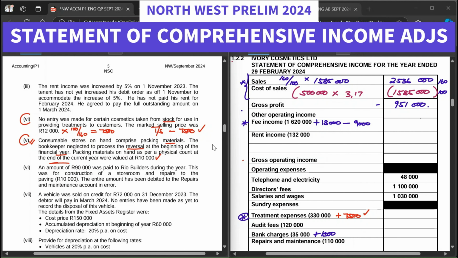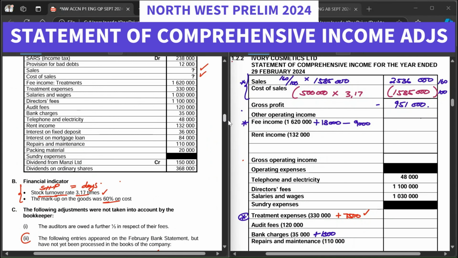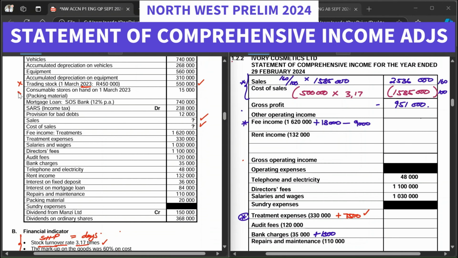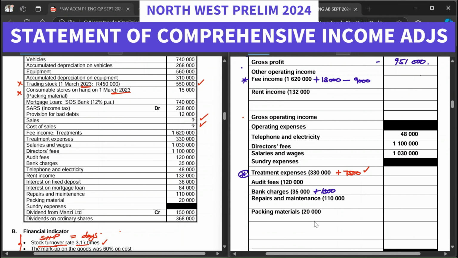So we have packing materials on hand as per physical store count at the end of the current year, which is 10,000. Okay, so if I take you back quickly to cost accounting, you remember when you're doing direct material cost, you always say opening stock plus purchases minus closing stock. It's the same thing that we're having here, where you have to go and say how much is the consumable stores on hand at the beginning. So I'll come here to my packing materials and then I'll say what was the opening stock? 15,000. So I will say to the 20,000, which is my purchases, I have to come and say plus 15,000.